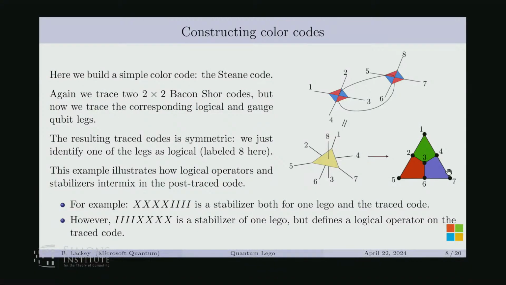So for instance, we know that all Z's on the first Lego here, 1, 2, 3, 4, that's a stabilizer here. And indeed, that corresponds to a stabilizer on the post-trace code along this green plaquette. But if I look at the same stabilizer on 5, 6, 7, 8 on the new code, well, that's actually a logical operator. So it's supported on 5, 6, 7, 8, connecting the boundary and the logical leg. So it will mix up these logical representations of qubits as well as stabilizers. But at the level of tensors and the networks themselves, those are all equivalent. Those are all the same thing.